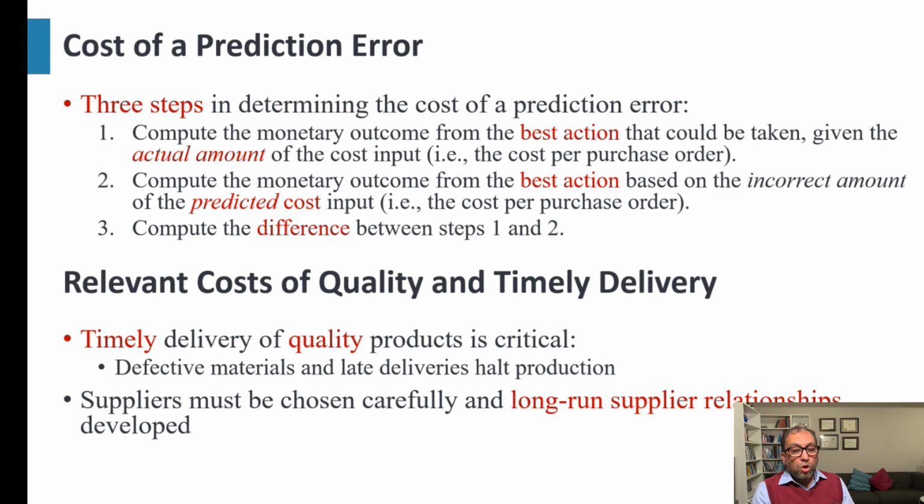So, the relevant cost of quality and timely delivery. Timely delivery of a quality product is critical for any business. Defective materials and late deliveries halt production as well as dissatisfy the customer, which creates a bad reputation for the business. Suppliers must be chosen carefully and long-run supplier relationships developed.